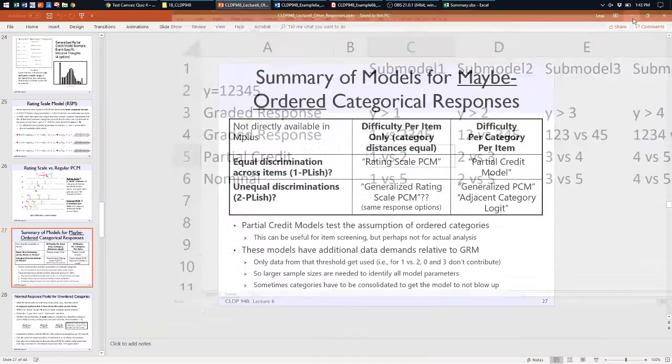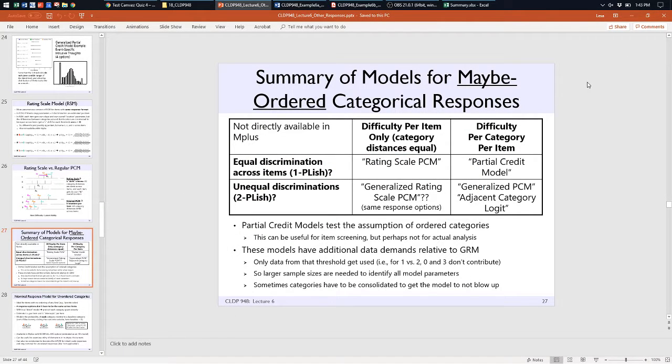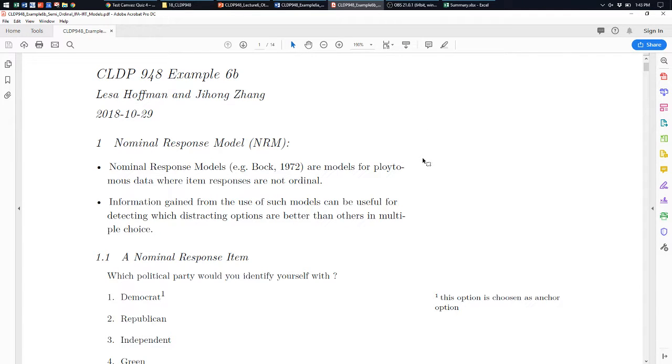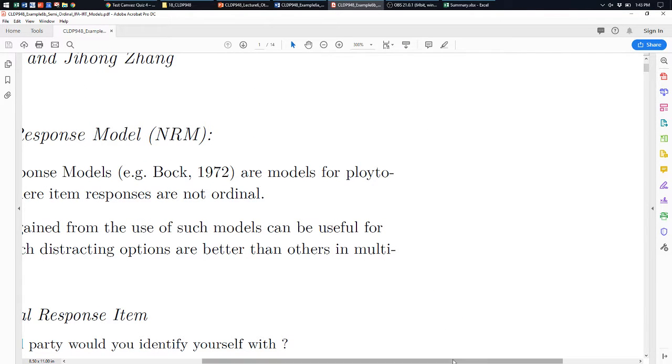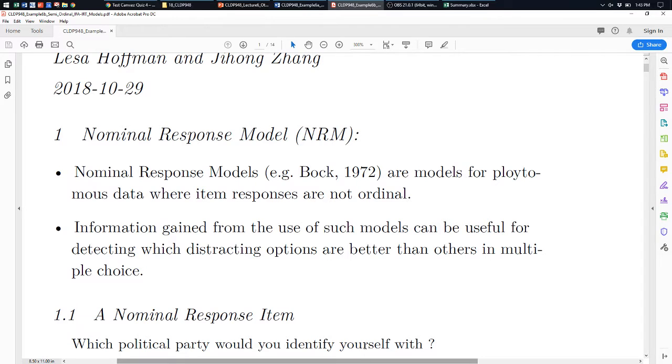So with that said, I am going to turn things over to Jihan, and it's your turn to come talk. He built us a nice little handout. So he's going to go over the nominal response model and then also the semi-ordered model.